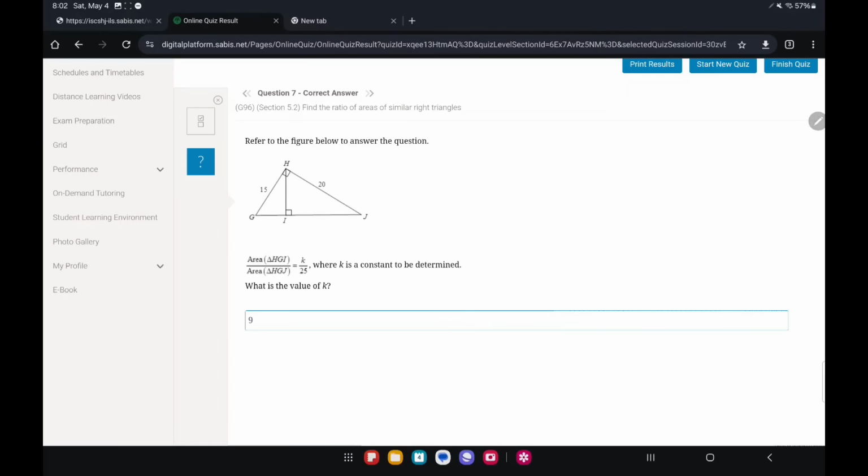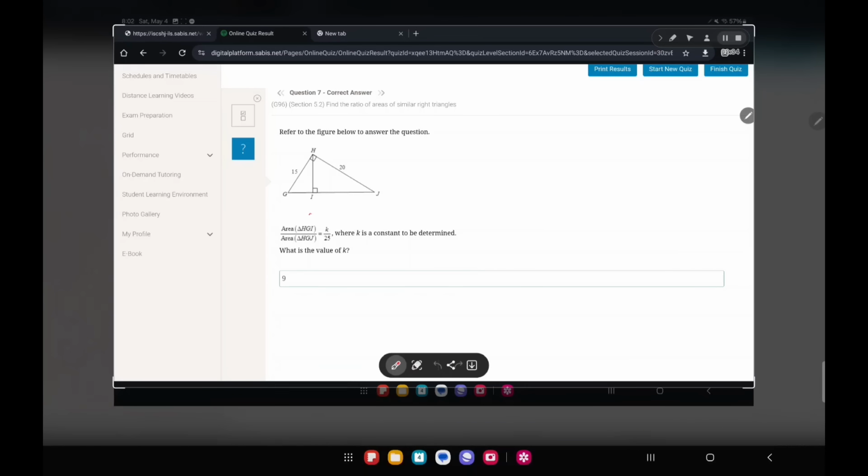Okay, this is pretty easy. The area of HDI over HDJ is K over 25. What is K? You know the area of any triangle: area of triangle 1 over area of triangle 2 always equals side 1 over side 2, squared. So we need two corresponding sides.